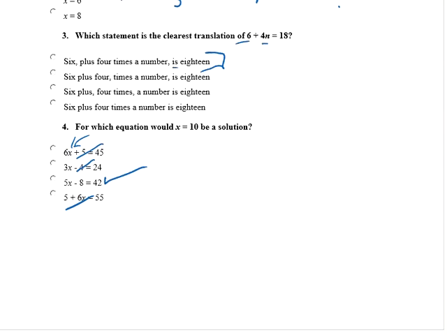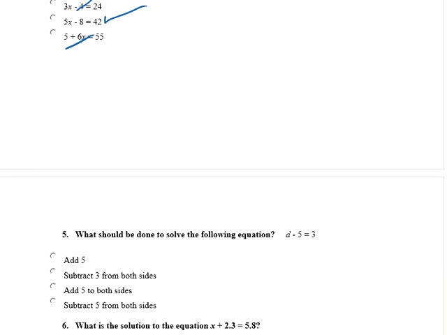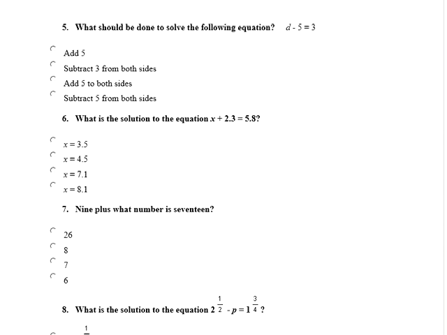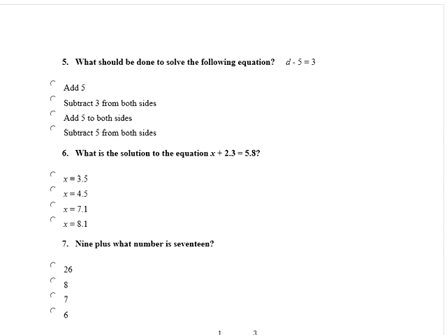I'm going to move down. I think we got about 13 more to go. Ooh, that's just a little too high. How about right there? Number 5. What should be done to solve the following equation? D minus 5 equals 3. Well, first I got to find out where my pen is. Oh, it's way down there. D minus 5, so I need to get D by itself. And it's minus 5, so I need to add 5. And that's what this says.